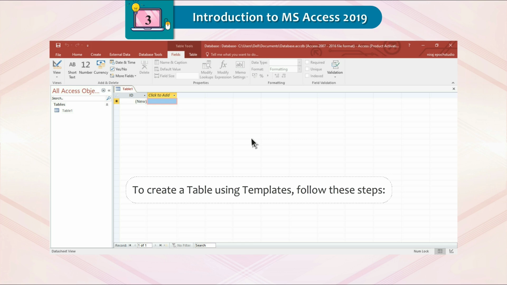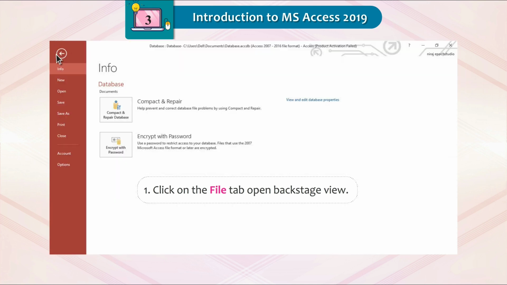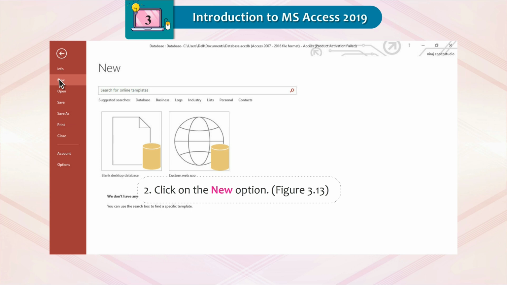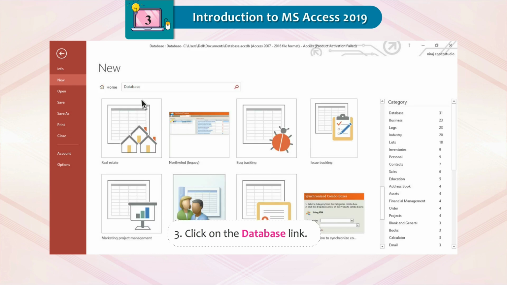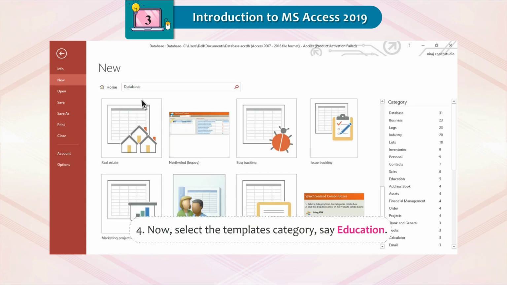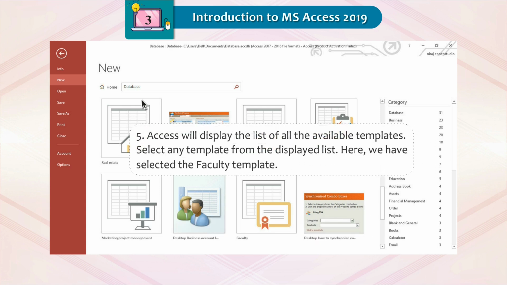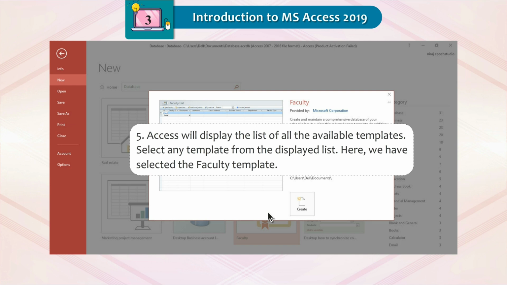To create a table using templates, follow these steps. Click on the File tab, open Backstage View. Click on the New option, Figure 3.13. Click on the database link. Now select the templates category, say Education. Access will display the list of all the available templates. Select any template from the displayed list. Here we have selected the faculty template.